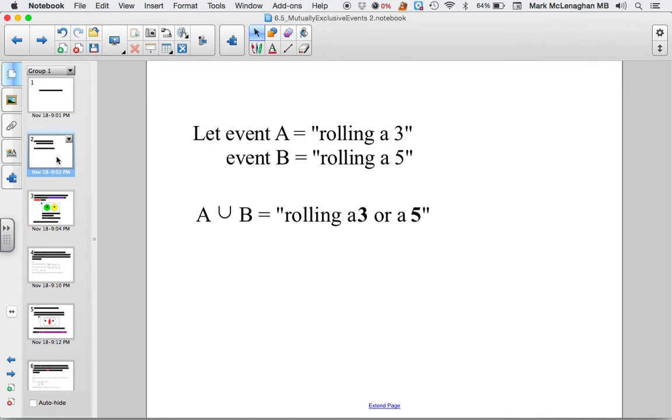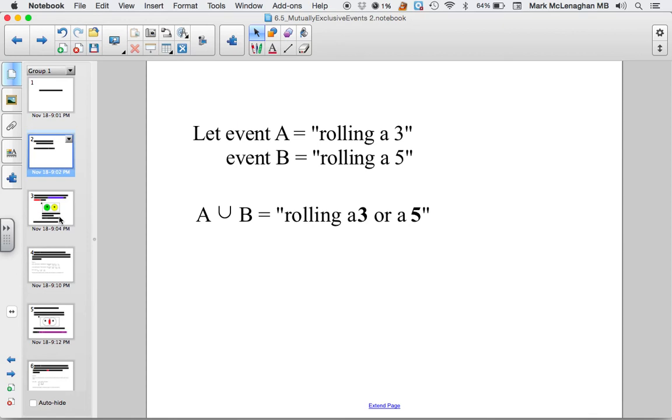So, recall that an event is something that we're looking for in an experiment or observation. So, event A is rolling a 3, event B is rolling a 5. So, A union B is rolling a 3 or a 5. So, union is reflected in the OR.